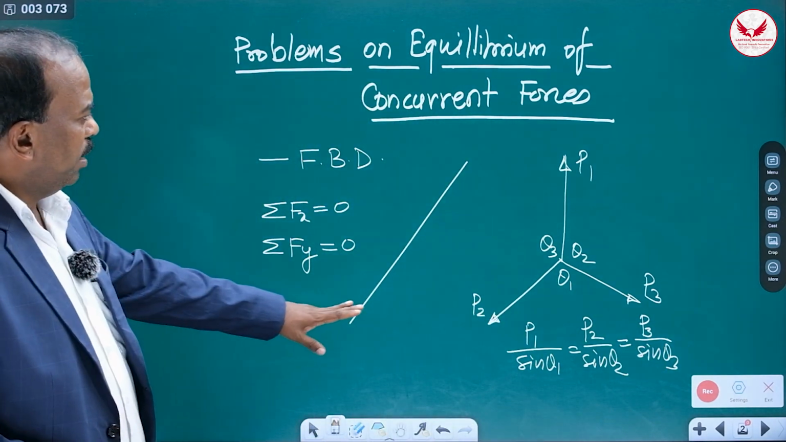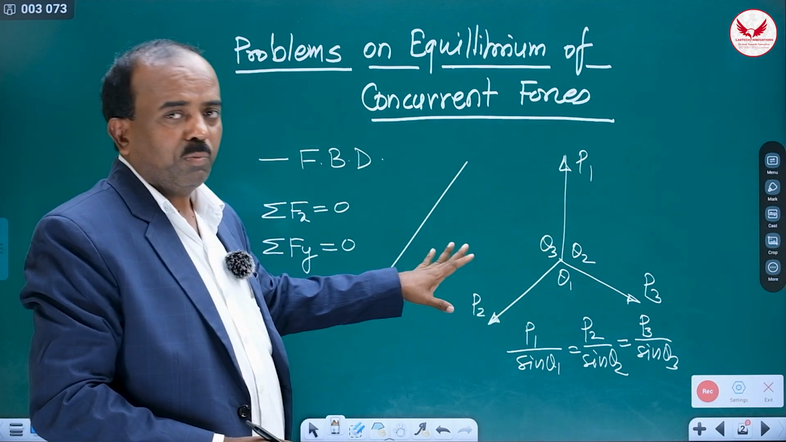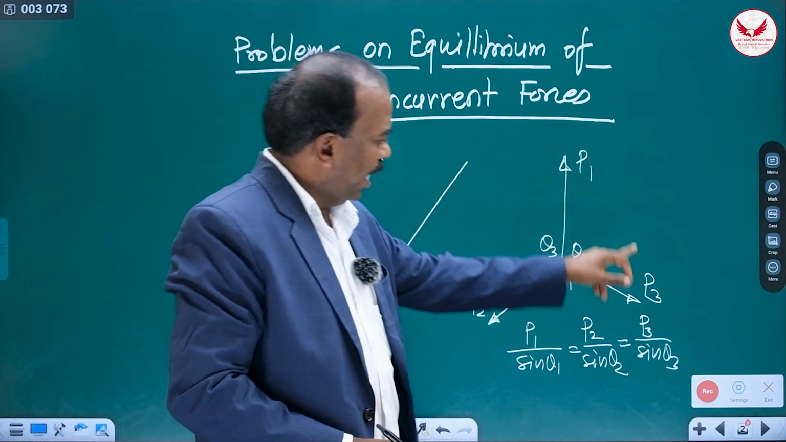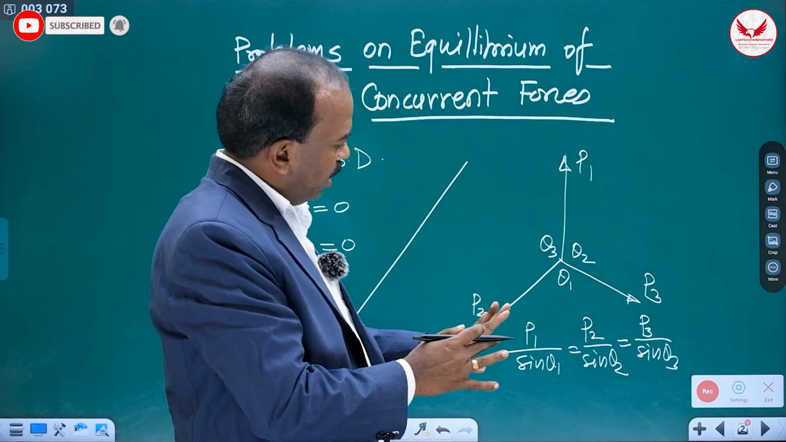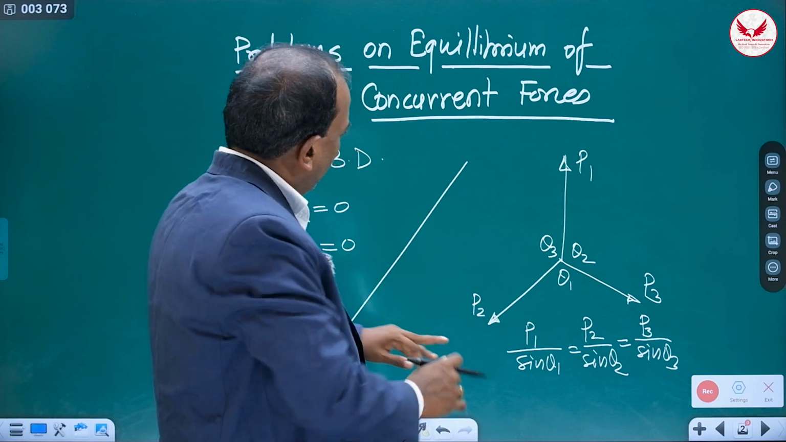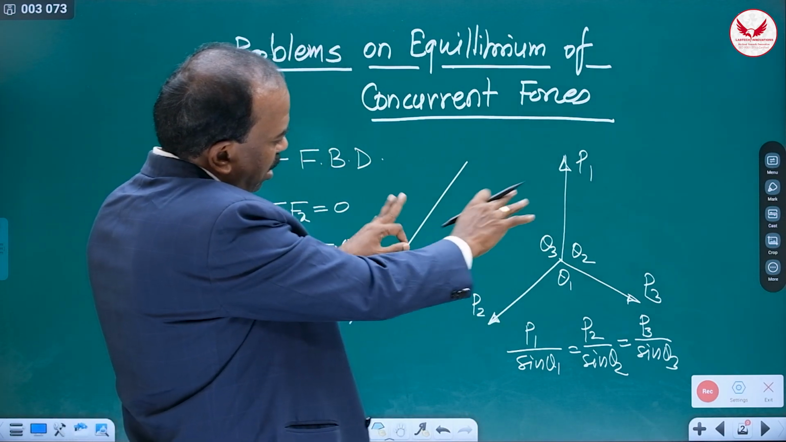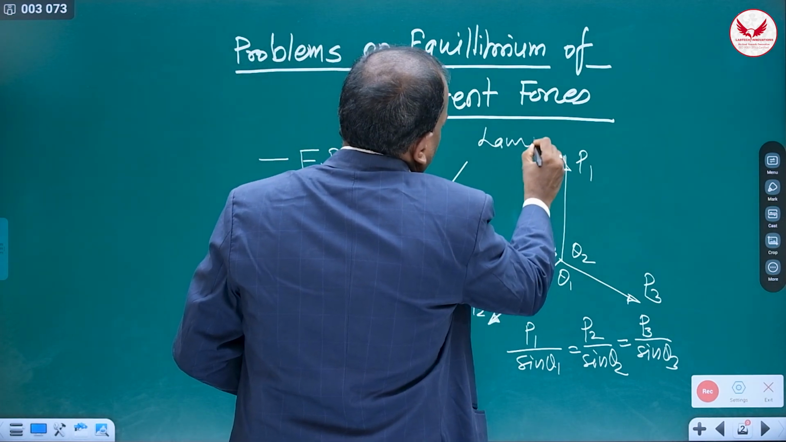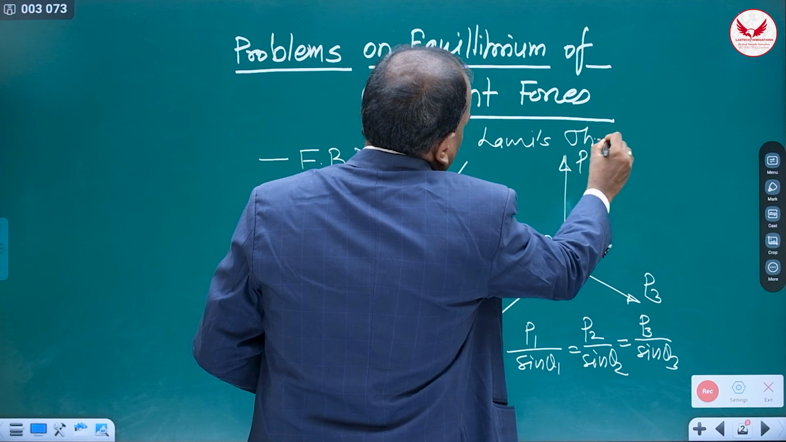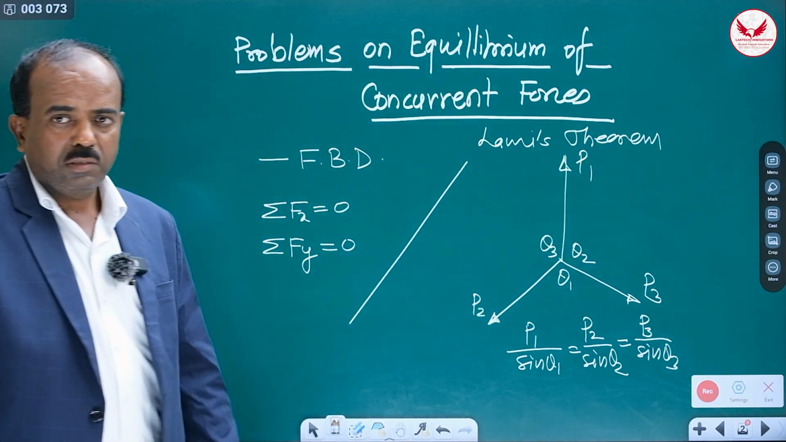But we can use this LAMI's theorem only if three concurrent forces are there and their directions are either away from the common point or towards the common point. In that case only we will use this. Means by using only these two things, summation Fx and summation Fy equal to 0, or LAMI's theorem, we can solve these problems. So I'll write over here LAMI's theorem.